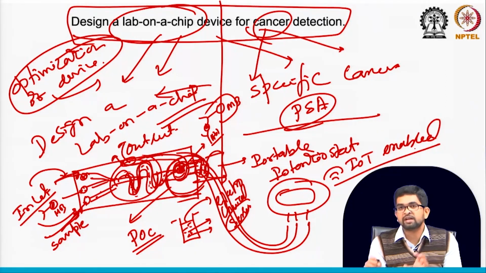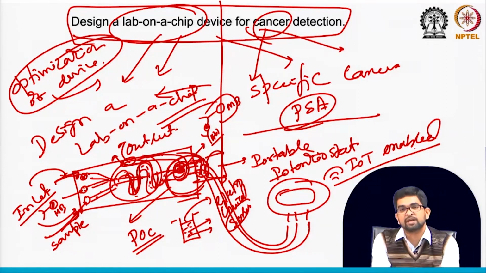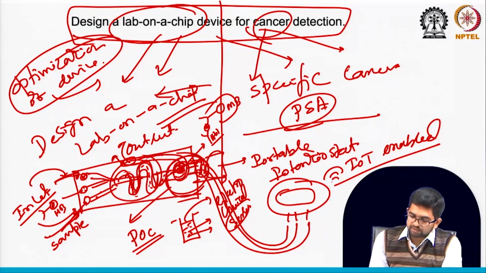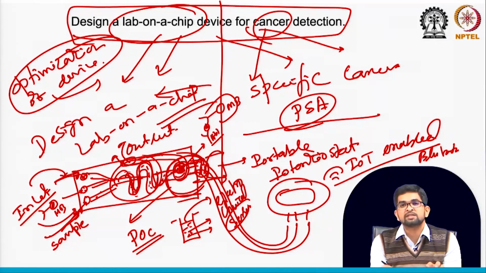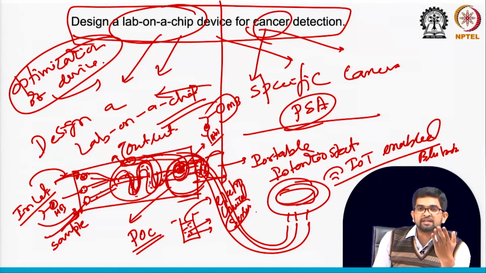IoT enabled a device you can make. That's what I'm saying. This whole part is the engineering part you can make. So IoT enabled means via Bluetooth you can transfer this data to your smartphone, right? You don't need any extra detector. So on your smartphone you can see the data.